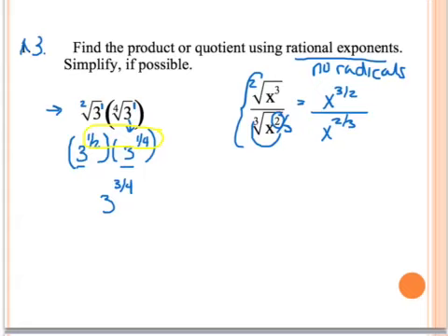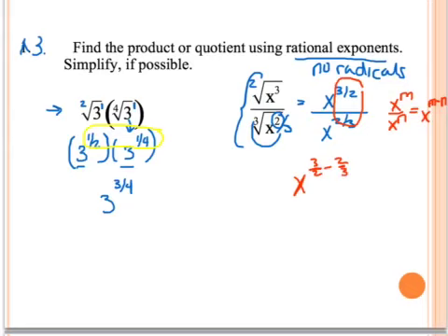And what is that property that says if I have same bases and I'm dividing them, I have different exponents, how do we simplify them? Well, hopefully you remembered, or you said, well, we subtract their exponents. So that's what I'm going to do here. This is really x, and then what is 3/2 minus 2/3?